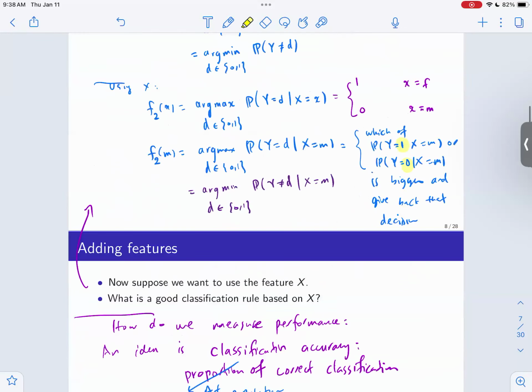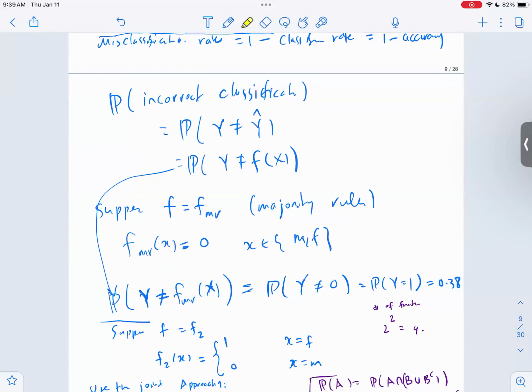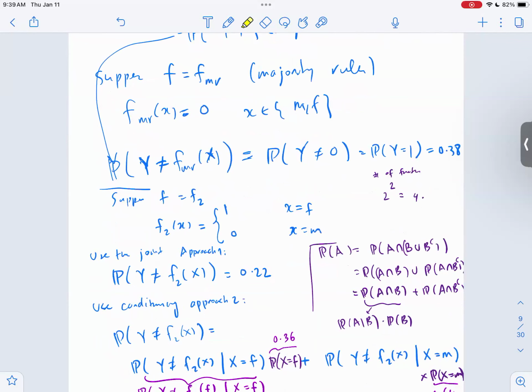With that, we discussed how to evaluate the classifier. A natural measure is accuracy: if I pick a random pair of features and target from the probability distribution, what is the chance that my prediction, y hat, which is f-star applied to x, is equal to y? That's the probability of a correct classification, sometimes referred to as accuracy. Equivalently, we can look at 1 minus the accuracy, which is the misclassification risk or the error rate. We calculated this for the majority rule, which turned out to be simple: 0.38.